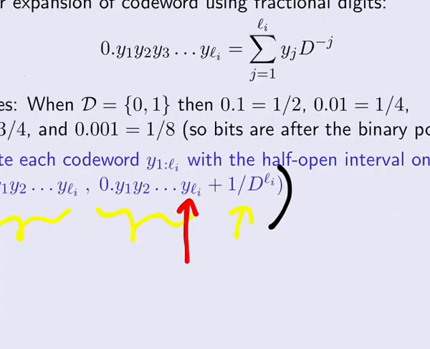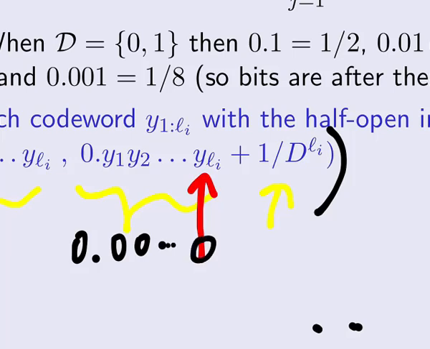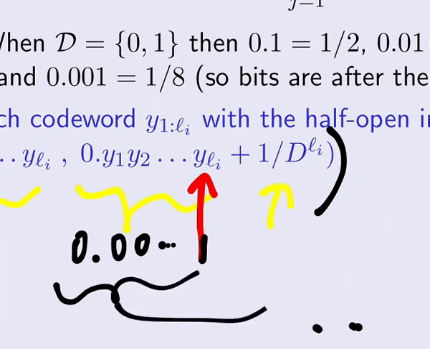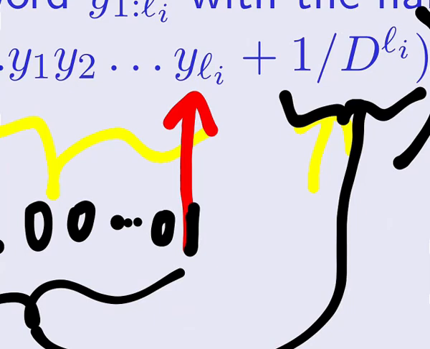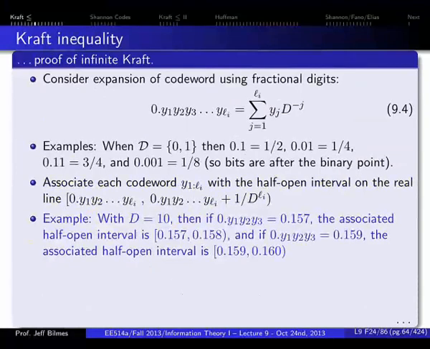So this value, 1 over d to the l, adds 1 to this. In other words, what this really is is 0.0001, where the 1 is in the same position. This value is the same as this value. They're all zeros, except for the last one, which is a 1. I hope that's clear. If you understand that, then you're doing great. Raise your hand if you understand that.